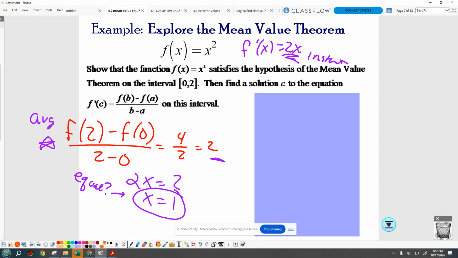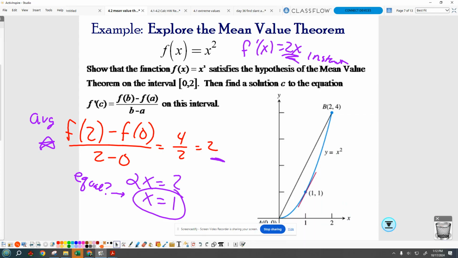Solve for the x value. So what this means, here's that piece of the quadratic. The average is the line connecting the two ends. And it means there had to be a tangent somewhere in the curve that the slope of that tangent is exactly equal.